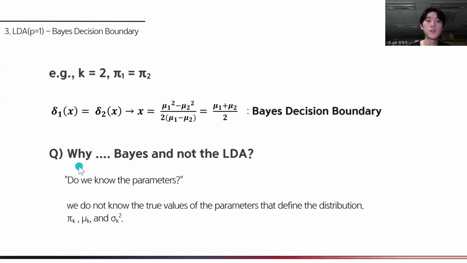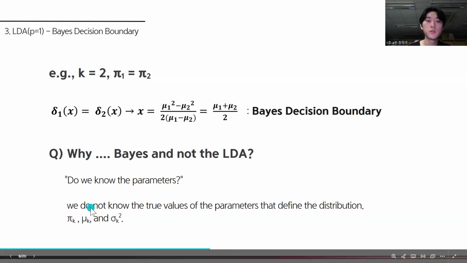To add understanding, let's take an example where k is 2 and pi 1 and pi 2 are equal. If we set delta 1 of x equal to delta 2 of x, we can derive the decision boundary equation. This equation is called the Bayes decision boundary. One might wonder, since the discriminant function came from the estimated density function, why is this called the Bayes decision boundary and not the LDA decision boundary? The answer lies in the question: do we know the true parameters?